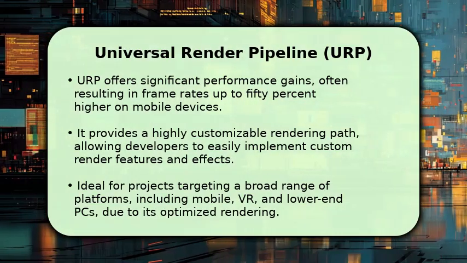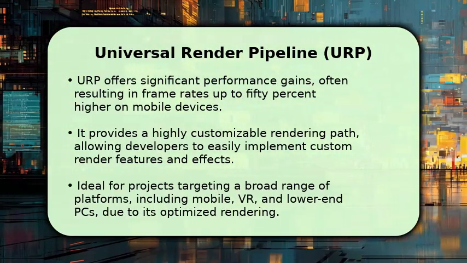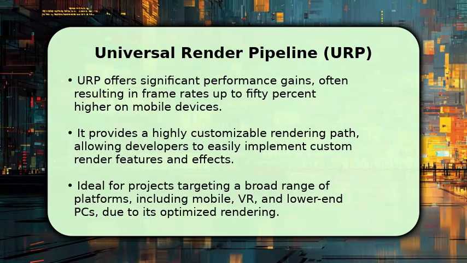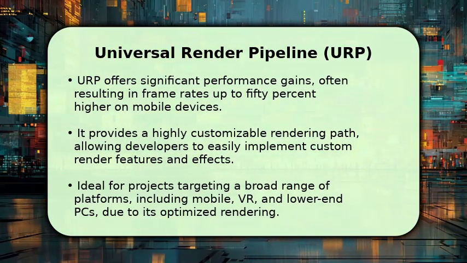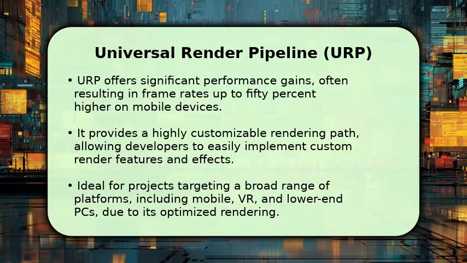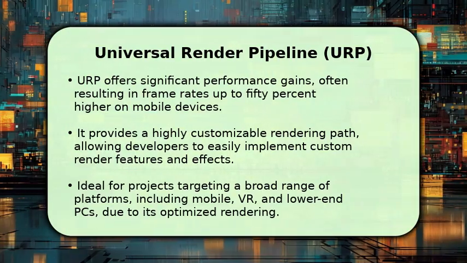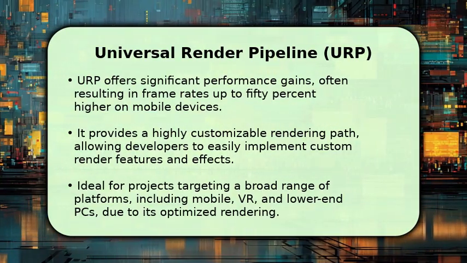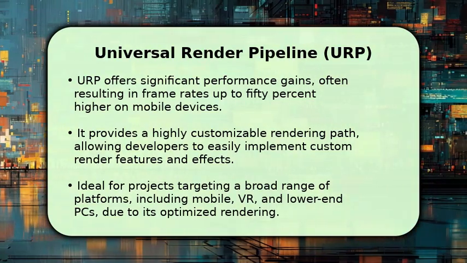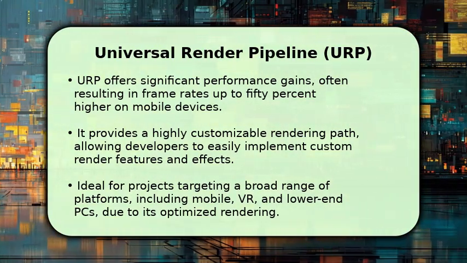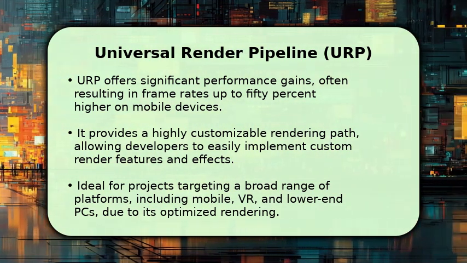The Universal Render Pipeline is Unity's solution for fast, scalable, and customizable rendering. It's built for performance, especially on less powerful hardware, making it perfect for mobile games or applications needing broad device compatibility. URP allows for extensive customization through render features, enabling you to tailor the rendering process precisely. You can expect smoother frame rates and more efficient resource usage, which is a huge advantage for many projects.